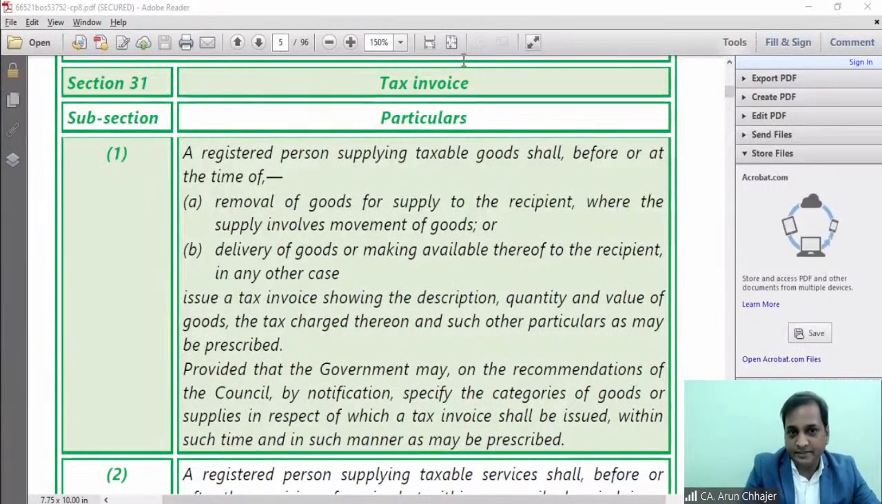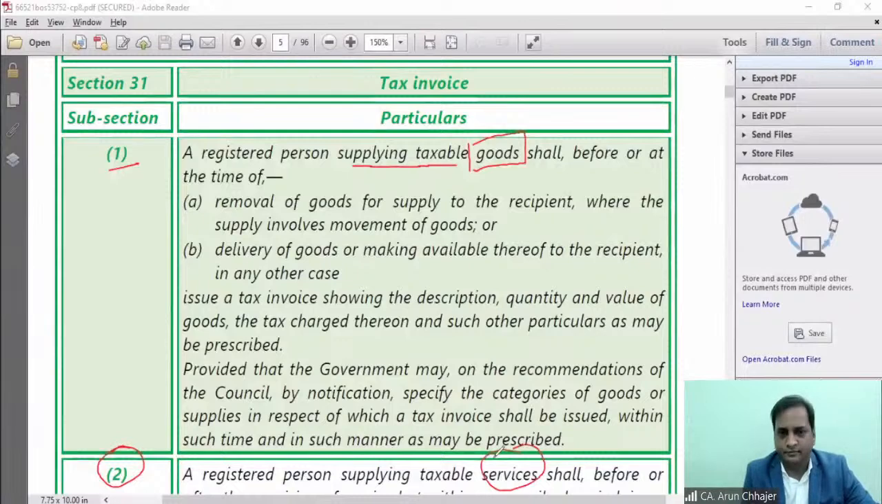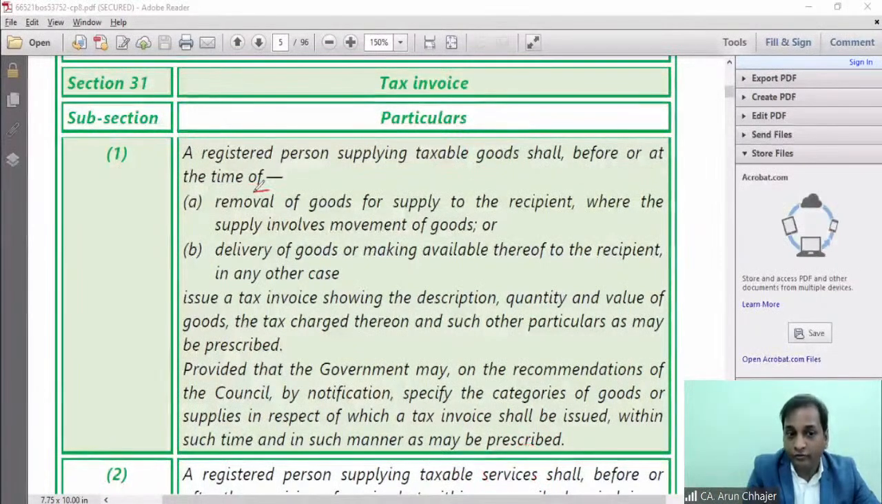A registered person supplying taxable goods shall, before or at the time of supply, issue the tax invoice. So 31(1) is applicable for goods and 31(2) is applicable for services.